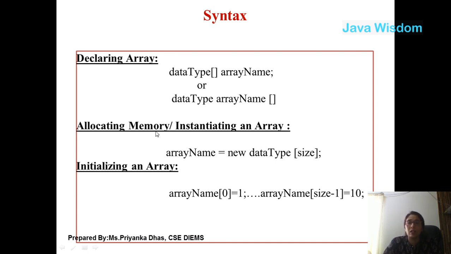Second step was instantiating an array or allocating memory to an array. Now in the previous few slides I have explained that an array in Java gets memory allocation dynamically. So exactly, dynamically means at the time of execution it will get memory allocation. So how does this dynamic memory get allocated? Using this keyword new.